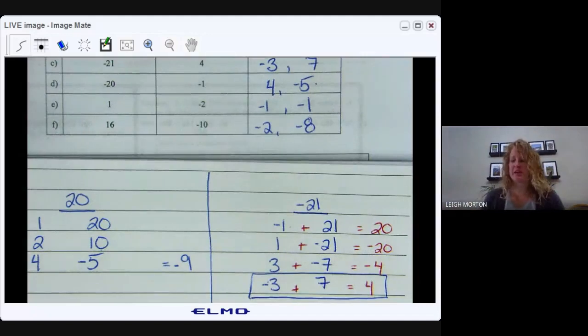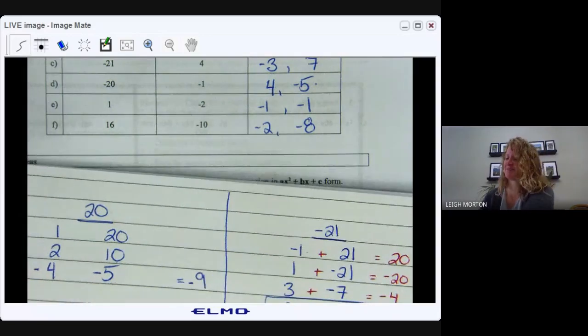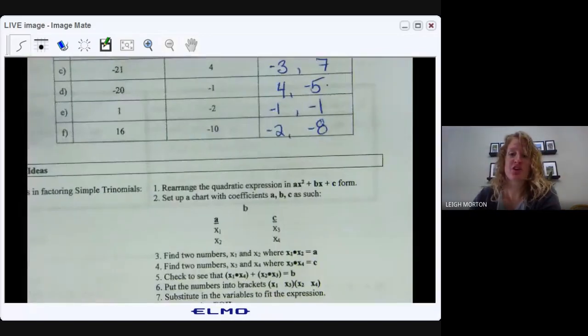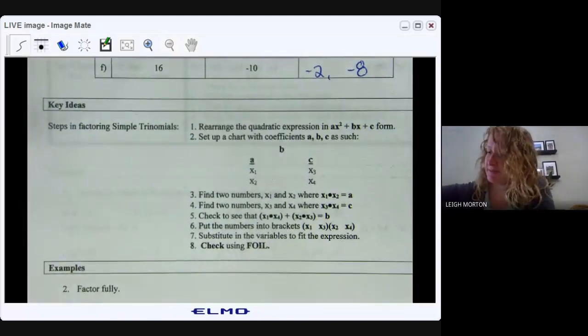So we've explored a little bit of the relationship between product and sum. If you feel kind of okay about this chart, you're going to feel kind of okay about factoring simple trinomials. I promise. So how do we actually factor a simple trinomial? Here are some steps.